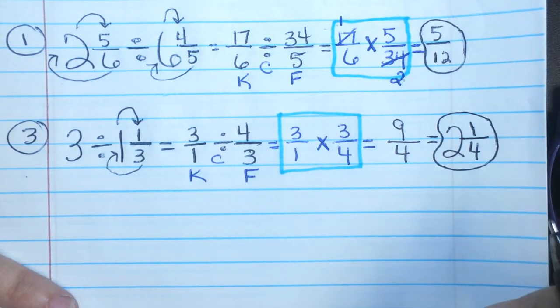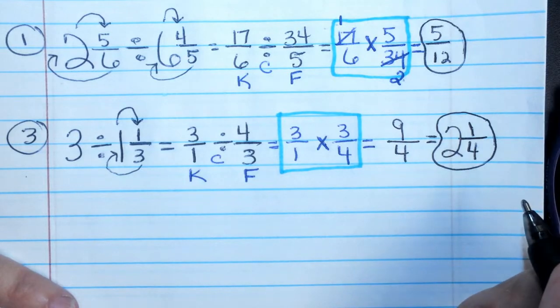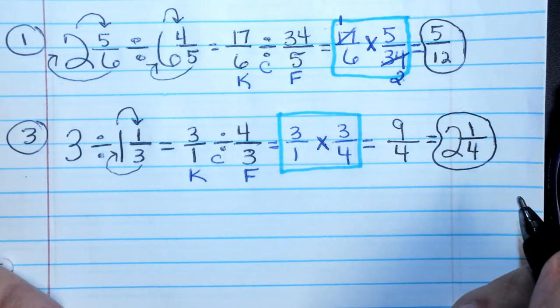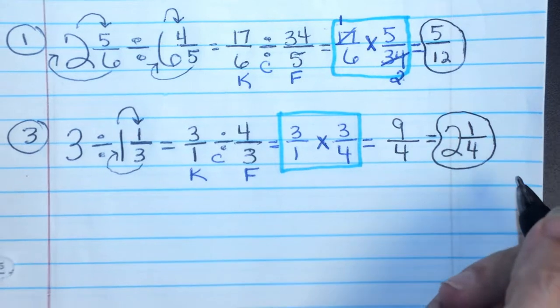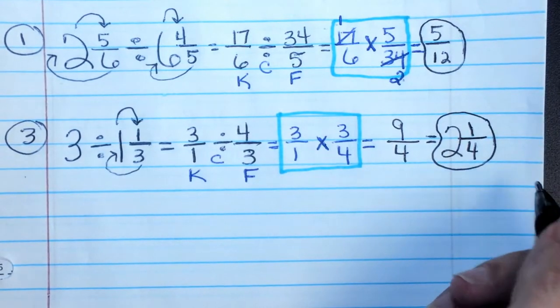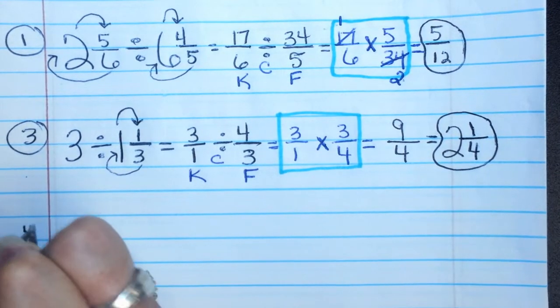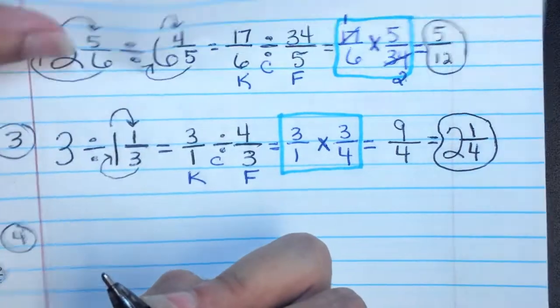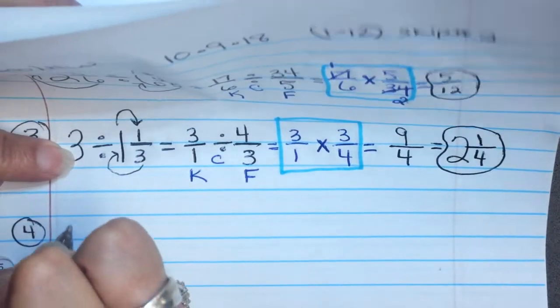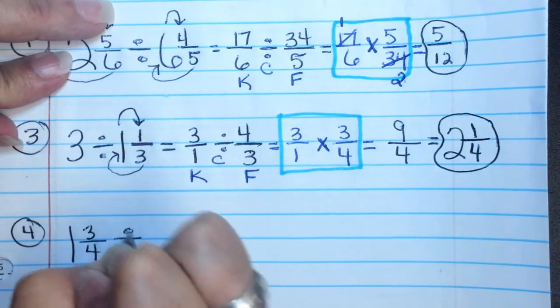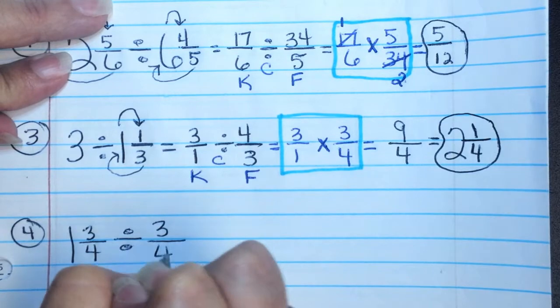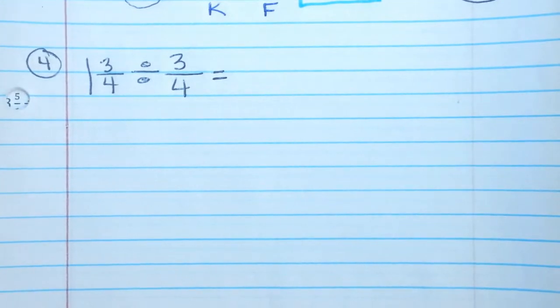What's wrong? You sure? Okay. Listen, if you need help, tell me. Okay. Try number 4, and then we'll compare what we got. Number 4 is 1 and 3/4 divided by 3/4. Do it, and as you go through it, we need to make sure we have each step.